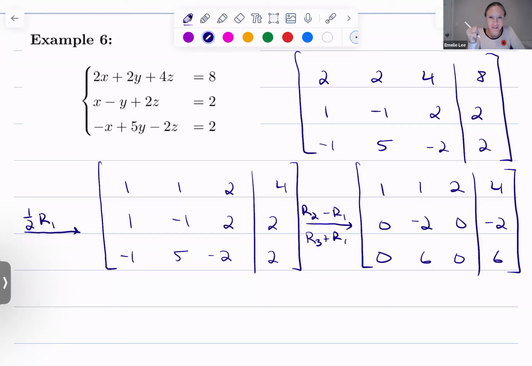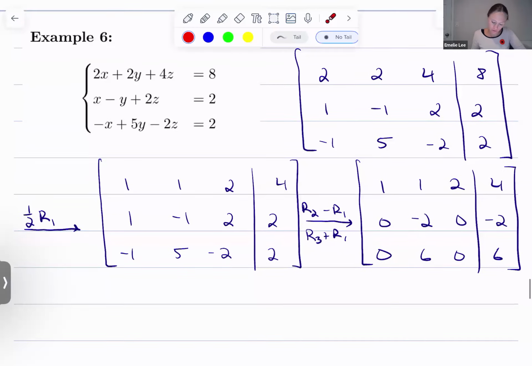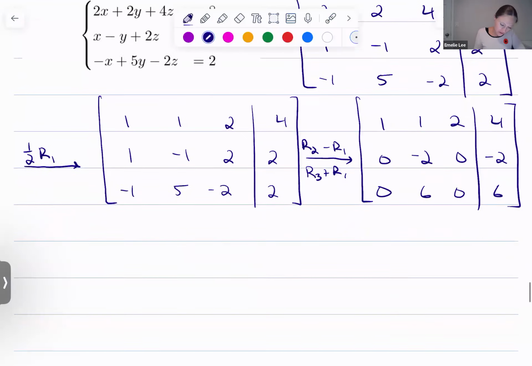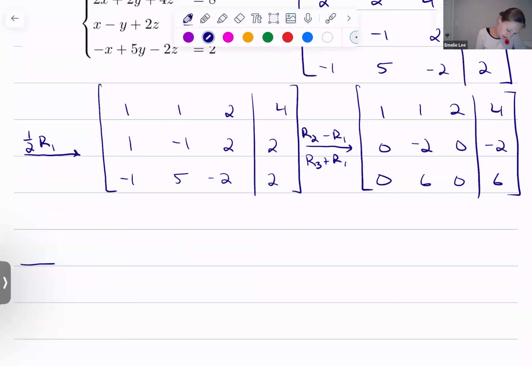So if we forge ahead, what am I going to do? I'm going to turn this -2 into a 1 by dividing by -2. So let's do that here. -1/2 times row 2.